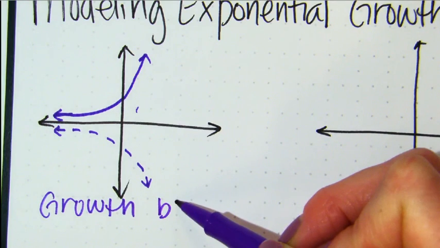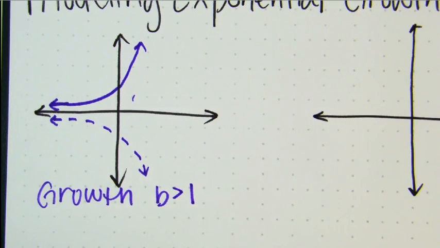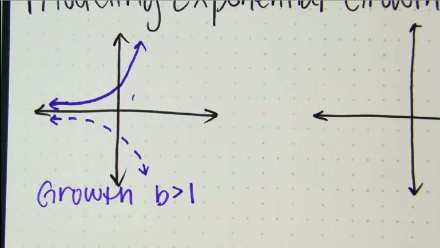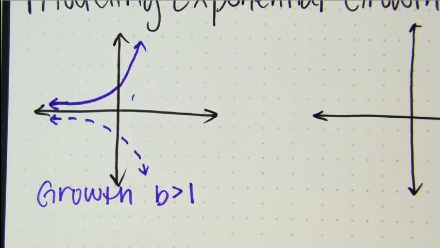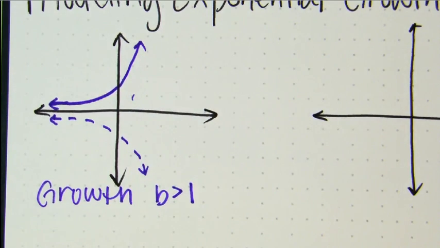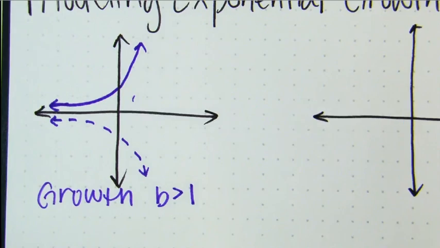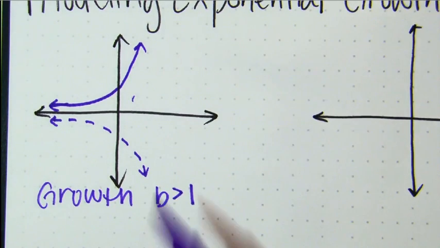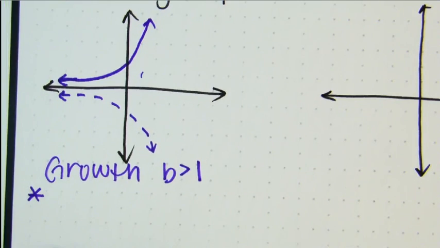And in case you didn't remember or didn't notice, growth happened when the b was greater than 1. So when you were graphing your exponential functions, whenever the b was bigger than 1, you got one of these 2 types of graphs. The direction it went, or which side of the x-axis it was on, depended on the a. Right? When the a was negative, it was this one. When the a was positive, it was this one.